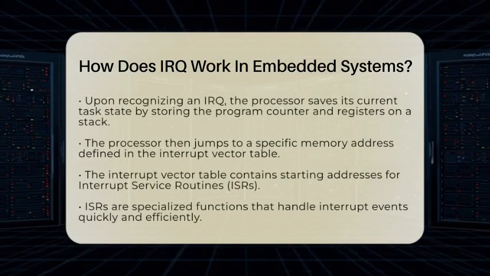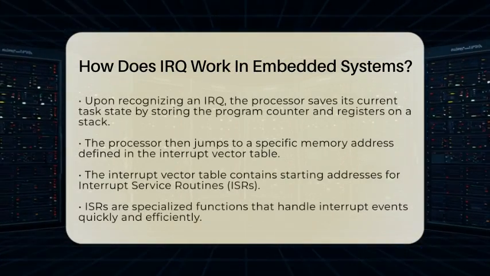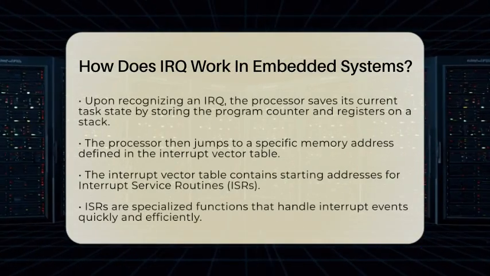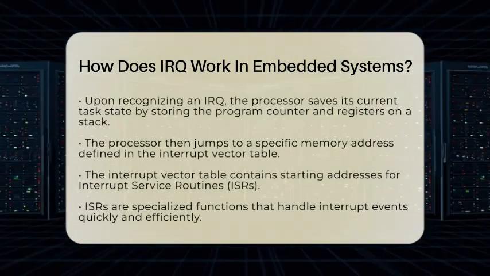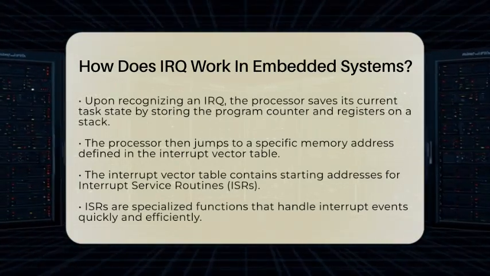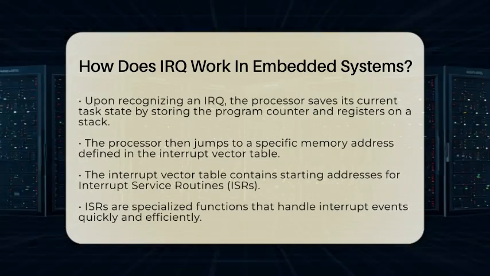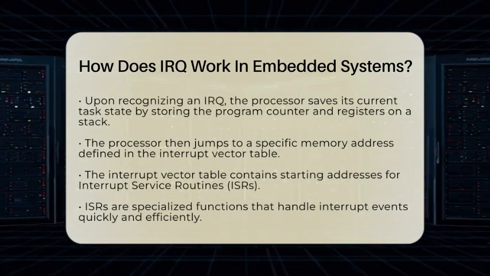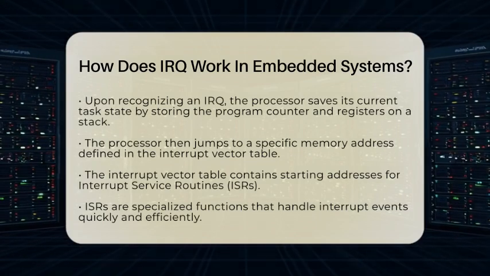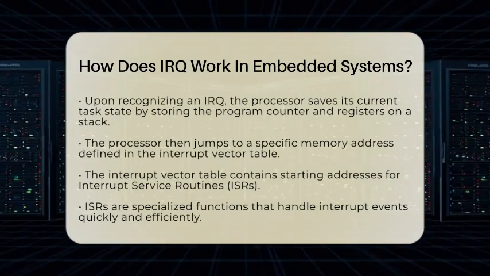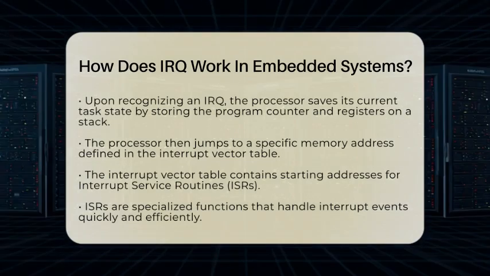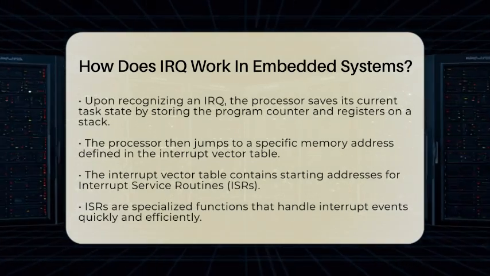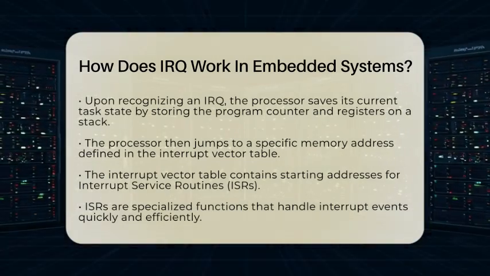Once the processor recognizes an IRQ, it temporarily halts its current task. It does this by saving the program counter and relevant registers to a stack, which preserves the machine state. After saving this information, the processor jumps to a specific memory address. This address is defined in what is known as an interrupt vector table. This table contains the starting addresses of interrupt service routines, commonly referred to as ISRs.